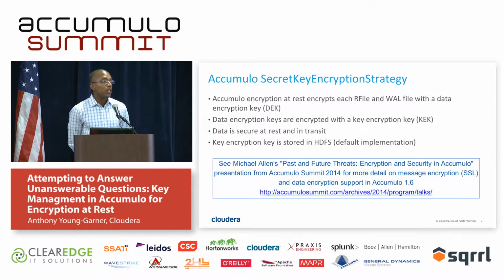The Accumulo solution introduced in 1.6 relies on the secret key encryption strategy. This is a Java interface that was introduced in Accumulo 1.6 that allows you to specify how the key used to encrypt the data encryption key, protecting the Accumulo data, should be stored. The default implementation of that stores the key encryption key on HDFS.